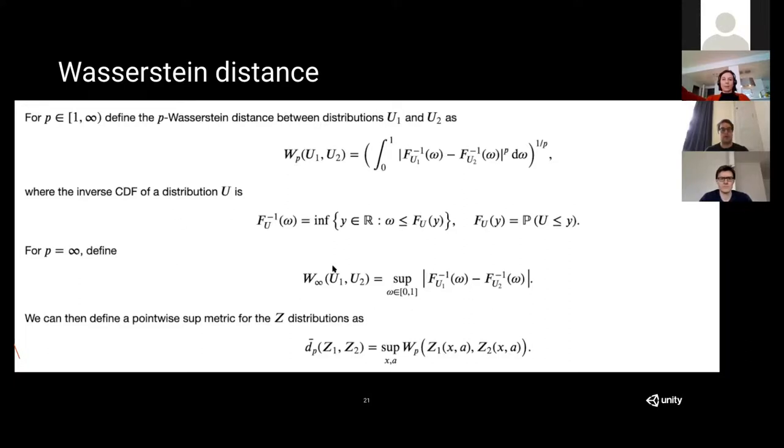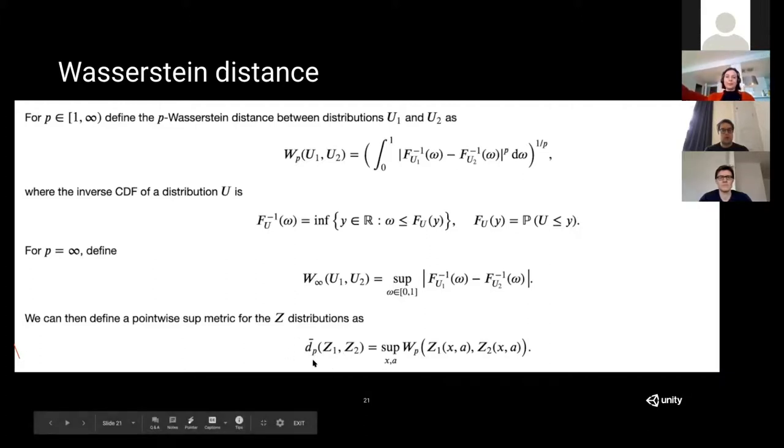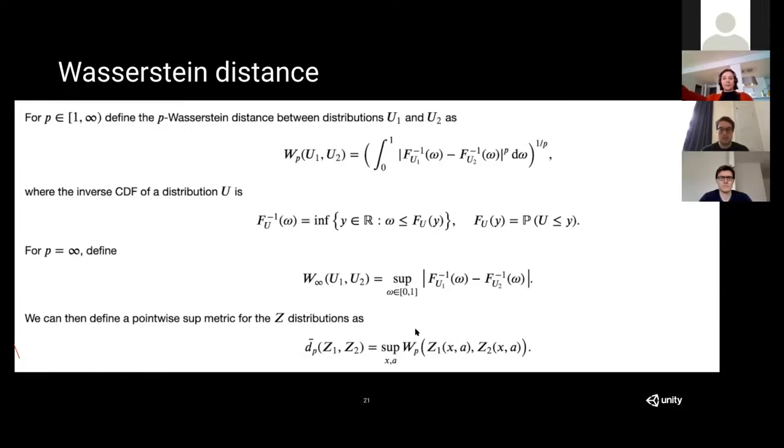We can also define it for P infinity, but I guess we won't be needing this here. So recall that these U distributions were just the Z distributions at fixed state and action. So of course we will need a metric for the Z distributions as well. Here we can simply take the sup of the Wasserstein distances. So that's our proposal for a metric that could make this update a contraction.